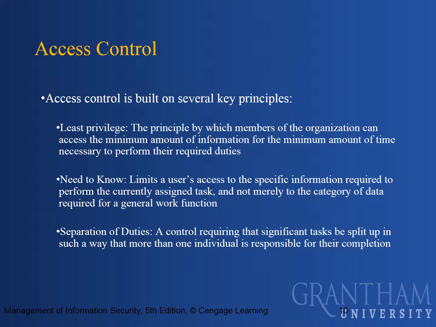Access control is built on several key principles. Least privilege. Only allow access to what's really needed. Need to know. Only allow access to something that the user has to have to do their job and has the right to know. And separation of duties. Splitting up tasks so that not one person has full control. It's hard because we all want control, but in this case, we split it up so not everybody has access to everything.